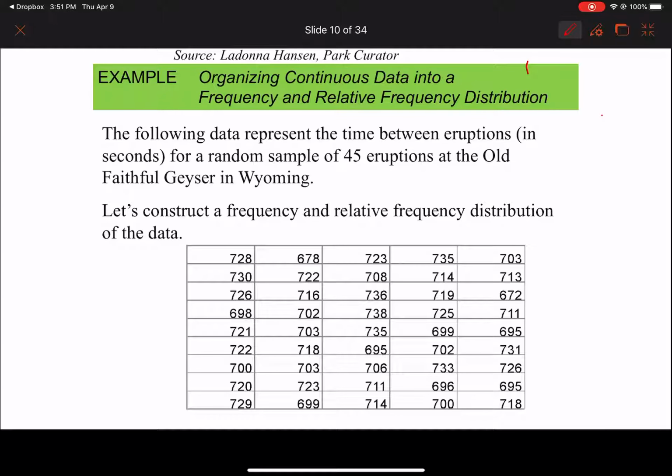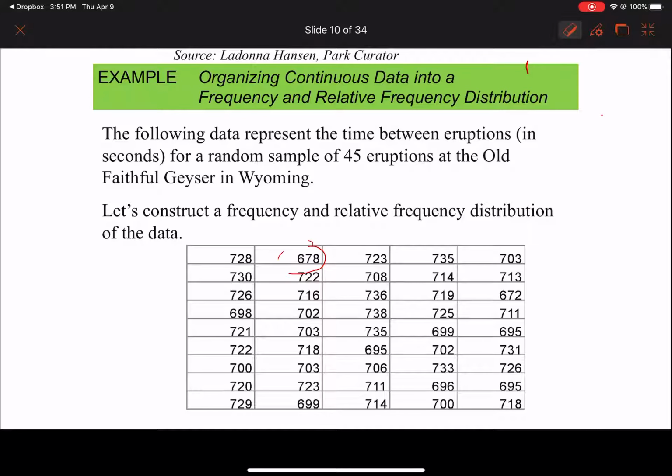Okay, so hopefully I can make this a little bit more understandable for you. So here's the data that we're going to be working with. The reason that it is continuous data is because time is continuous. You don't get to, for example, 678 seconds without hitting 676 seconds, 675 seconds, 670 seconds. You have to hit every time in between. That's why this is continuous data and not discrete data.